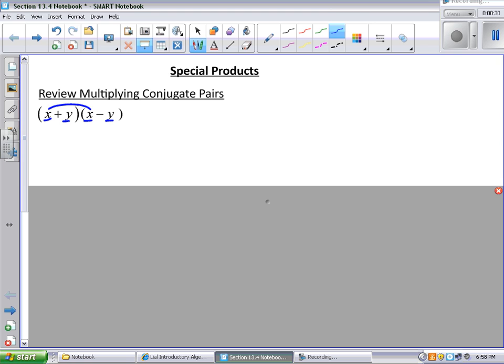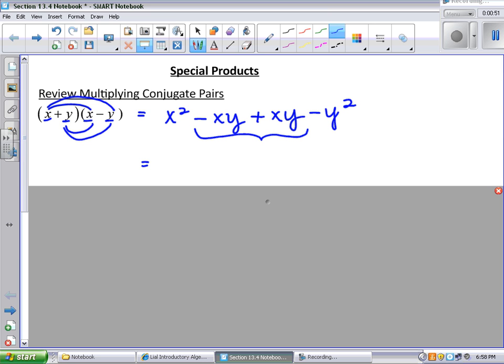When we multiply conjugate pairs, x times x is x squared. X times minus y is minus xy. Y times x is plus xy. And y times minus y is minus y squared. If we combine those middle two terms, notice what happens. They add up to 0, so they leave us with x squared minus y squared.